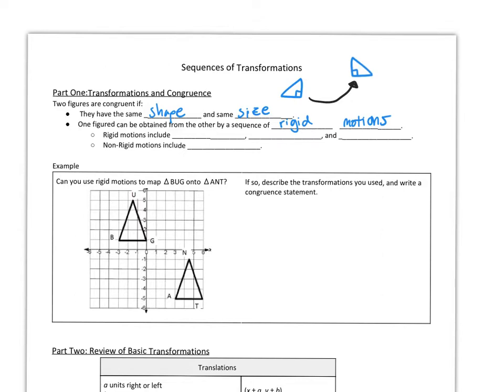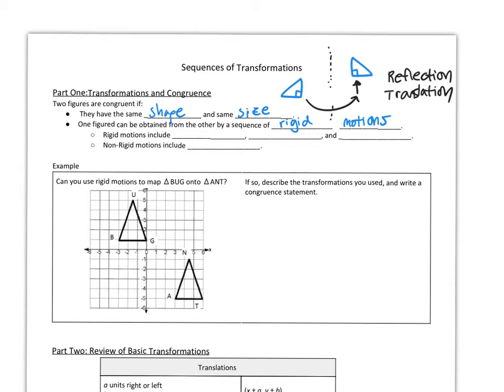So for example, in this case, I could probably reflect that and then translate it upwards to get my new triangle, right? So I could use a reflection followed by a translation to map my first triangle onto the second. That means that's another way of demonstrating that those are congruent triangles.